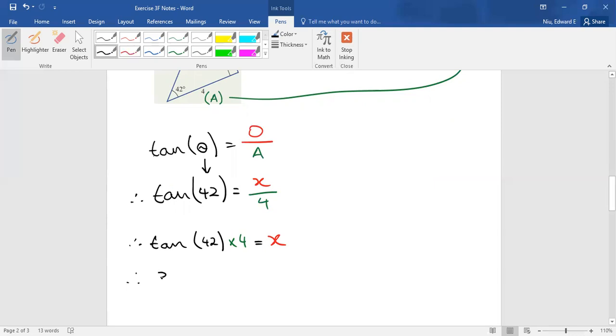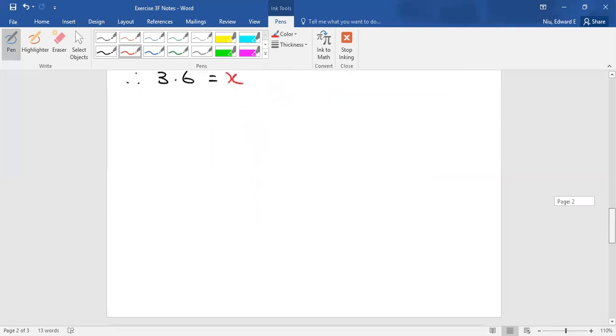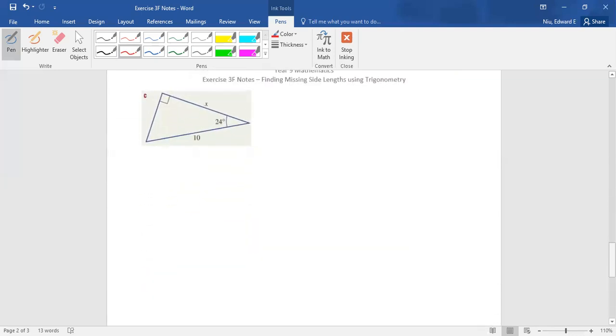But 3.6 will do because the 0 is insignificant, and that is going to be our x value. All right, so what we have here is 2 examples. Let's take a look at the third example.